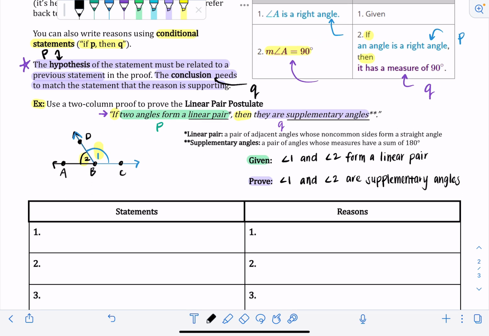Okay, so we have our given information, and then we have where we're trying to end up, which is that supplementary angles part. For our first statement, we're just stating what we were given. So angle 1 and angle 2 form a linear pair. And then reason 1 is that that information was given to us. It was given to us by a combination of our hypothesis, the two angles form a linear pair, and the diagram that we drew, where we labeled everything. And if you had labeled differently, the gist is still the same. If you said it was angle 3 and angle 4, you would just replace those numbers.